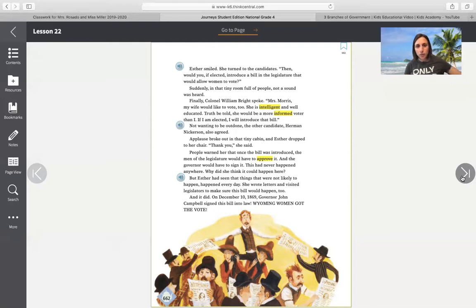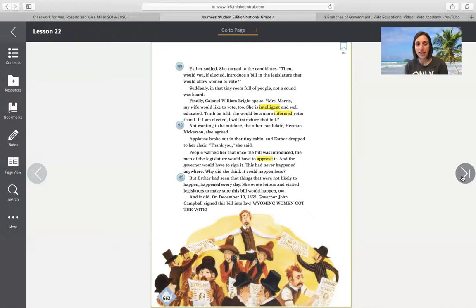Suddenly, in that tiny room full of people, not a sound was heard. Finally, Colonel William Bright spoke. "Mrs. Morris, my wife would like to vote too. She is intelligent as well as educated. Truth be told, she would be a more informed voter than I.